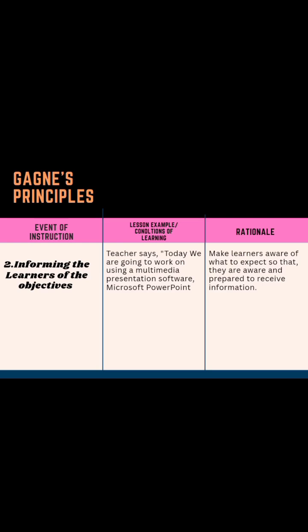Number 2. Informing the learners of the objectives. The teacher says, today we're going to work using a multimedia presentation software, Microsoft PowerPoint. Make learners aware of what to expect so that they are prepared to receive information. Informing learners of the objectives means learners need to know what they are expected to learn. For example, the teacher says, today we're going to work using Microsoft PowerPoint. It helps students mentally prepare for the lesson, and knowing the goals makes it easier for the lesson.